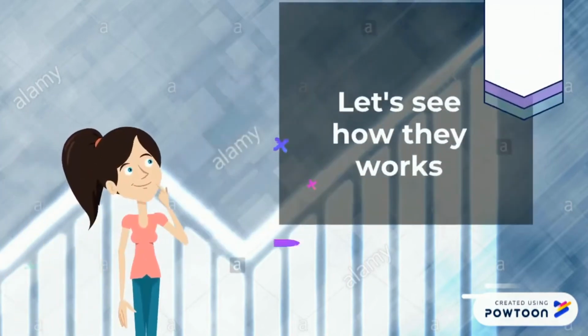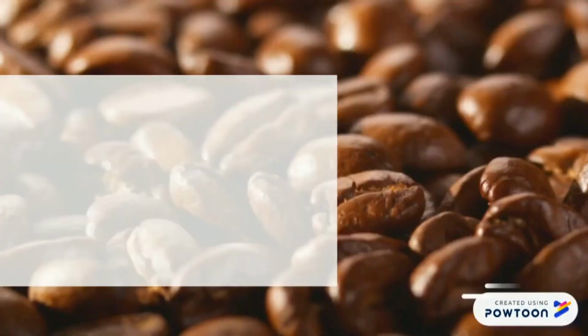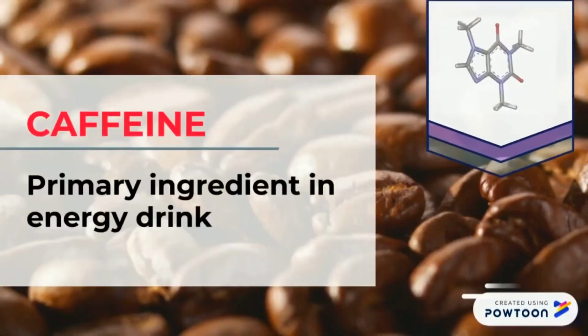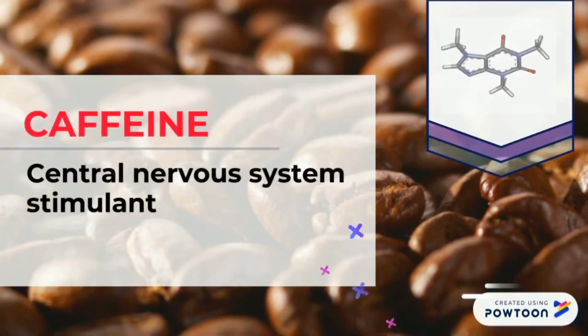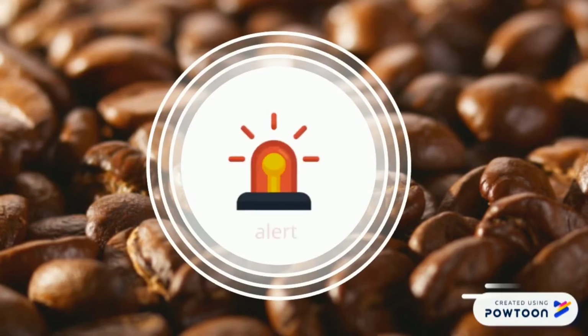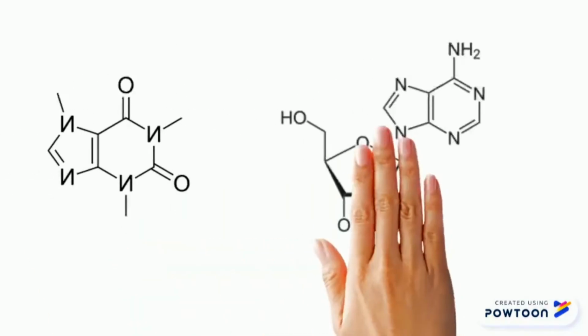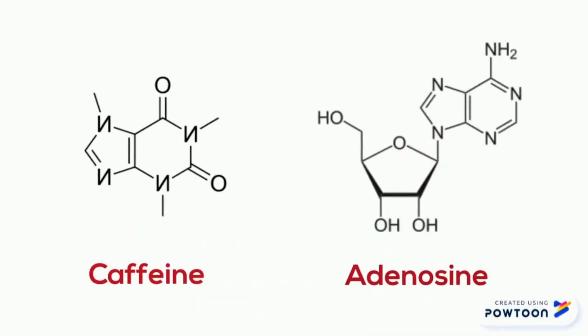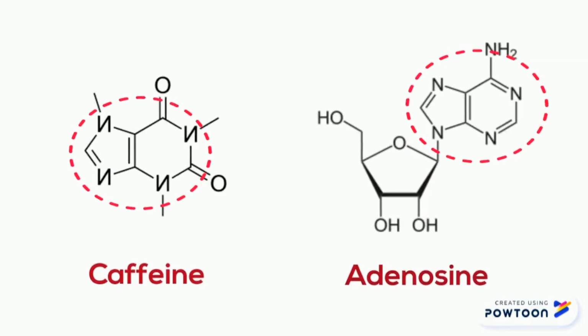Let's see how they work. Caffeine is the primary ingredient found in energy drinks, which acts as a central nervous system stimulant. When it reaches our brain, the most noticeable effect we can see is alertness. As you can see from the diagram, caffeine has a similar structure as compared to adenosine, which can be found in our brain.